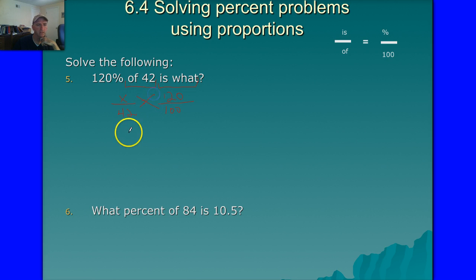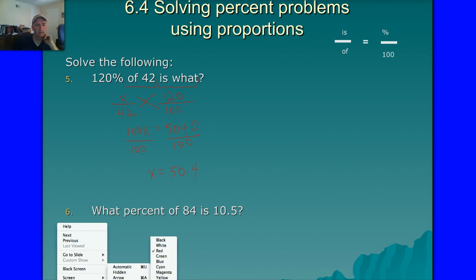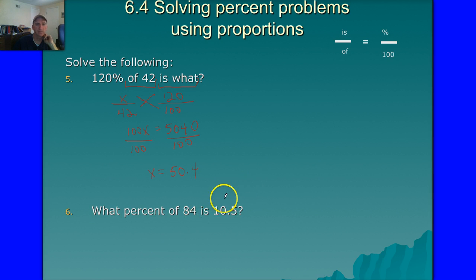Now, if I crisscross and multiply that out, 100x is equal to 42 times 120, I believe. You double check me, but I believe that's 5,040. And now if we divide it out, 5,040 divided by 100, that moves the decimal 2 places, making it 50.4. Right? And then the last one, number 6, I'll change back to my white.